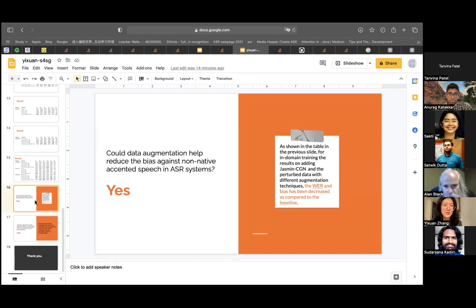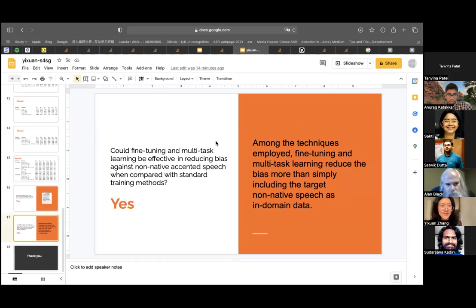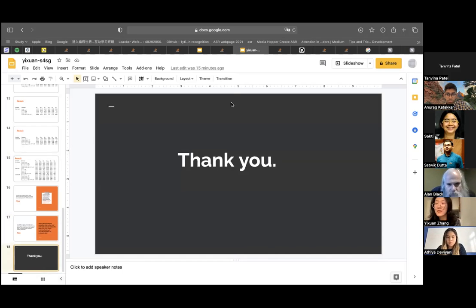The conclusions are simple. So could data augmentation help reduce the bias against non-native accented speech in ASR systems? The answer is yes. And could fine-tuning and multitask learning be effective in reducing bias against non-native accented speech when compared with standard training methods? The answer is also yes. So that's it. Thank you.